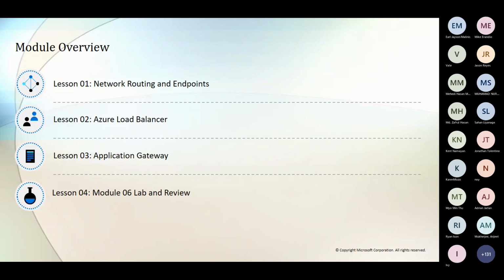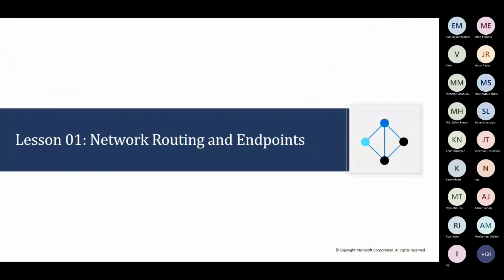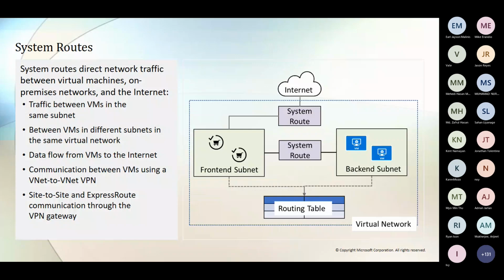In this module there will be an overview of network routing and endpoints, how the network will route and what the endpoints are, and how we will balance the traffic load in Azure. There is another way to control application traffic, that is Application Gateway, and there will be a lab. First of all, we will learn about network routing and endpoints.